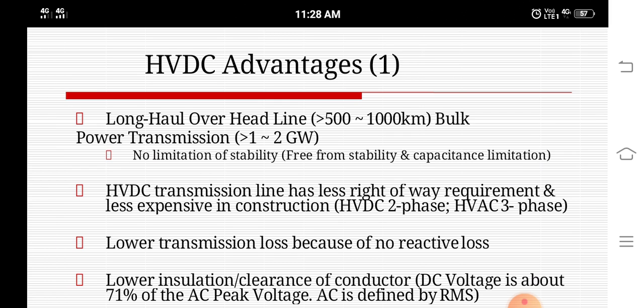Then power transmission and stabilization between unsynchronized AC distribution systems, and connecting a remote generating plant to the distribution grid. Then it has reduced line cost. That reduced line cost contains fewer conductors, thinner conductors, since HVDC does not suffer from the skin effect.